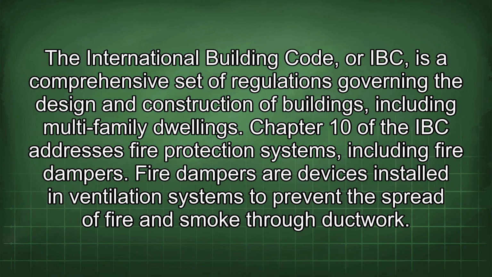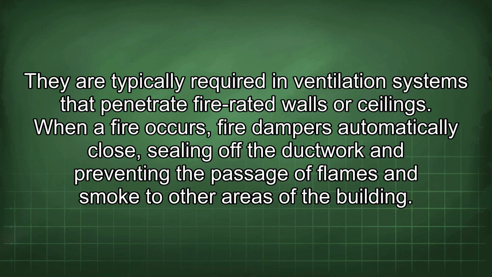The International Building Code, or IBC, is a comprehensive set of regulations governing the design and construction of buildings, including multi-family dwellings. Chapter 10 of the IBC addresses fire protection systems, including fire dampers. Fire dampers are devices installed in ventilation systems to prevent the spread of fire and smoke through ductwork. They are typically required in ventilation systems that penetrate fire-rated walls or ceilings.